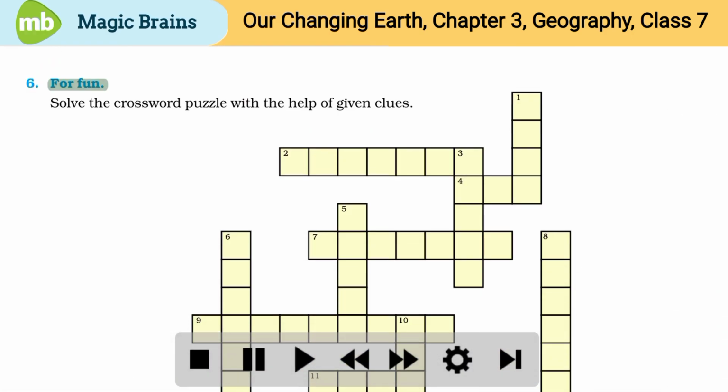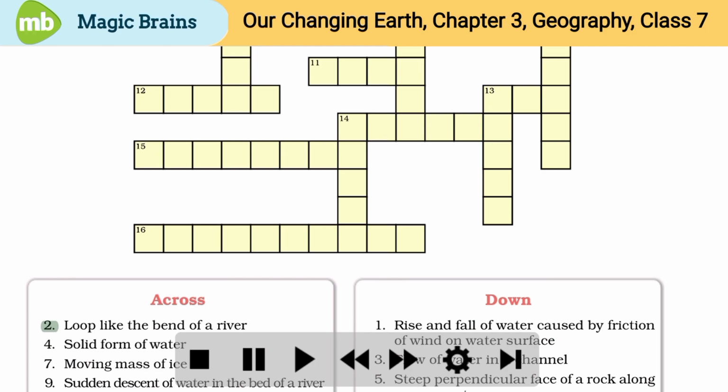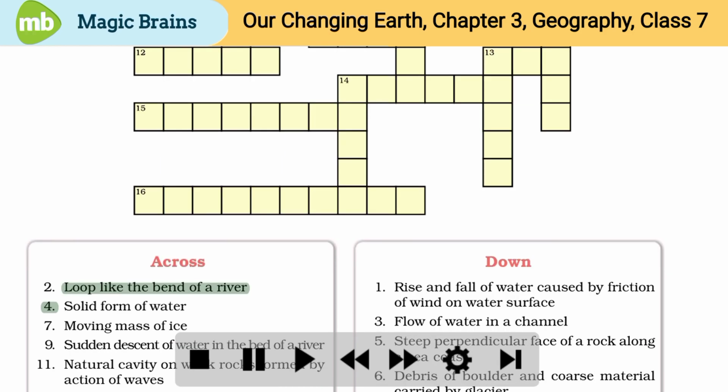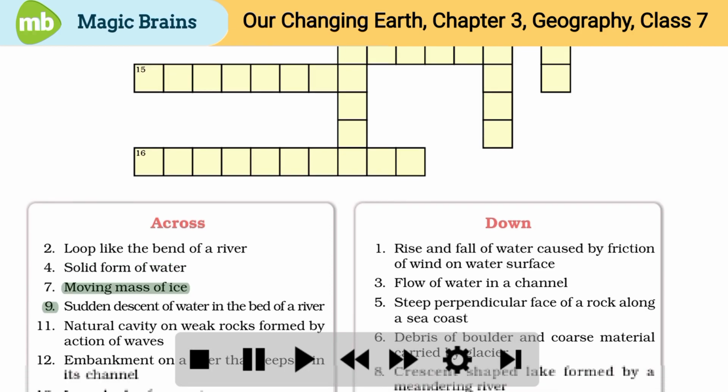Page 19. 6. For fun. Solve the crossword puzzle with the help of given clues. Below this we have a crossword puzzle and some clues are mentioned below. There are 2 different boxes. The first one reads across. The clues are: Number 2. Loop like the bend of a river. 4. Solid form of water. 7. Moving mass of ice.